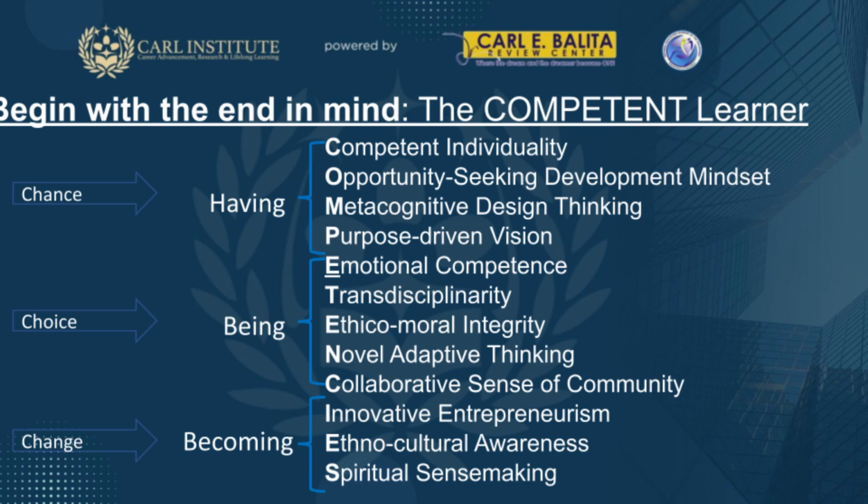These competencies are grouped into 3 categories. Having, the essentials learners need to succeed. Being, the characteristics they demonstrate and apply. Becoming, the continuous growth they achieve through meaningful learning experiences. In blended classrooms, these competencies ensure learners are equipped for the future.